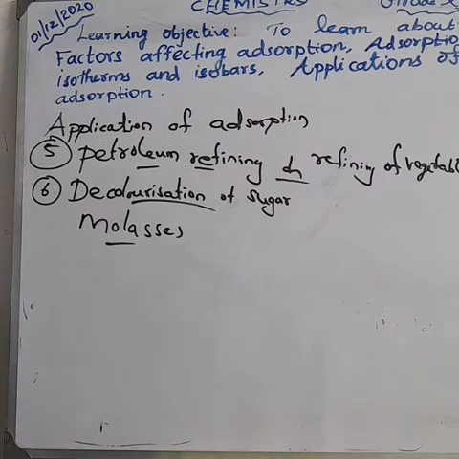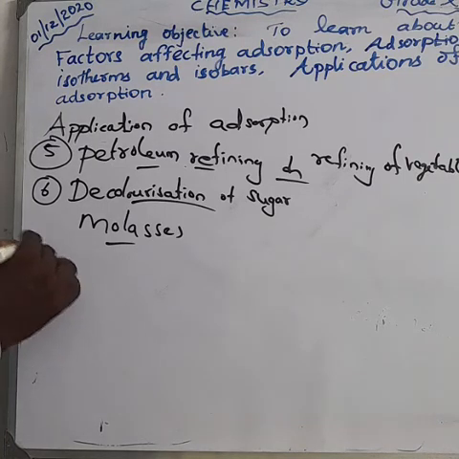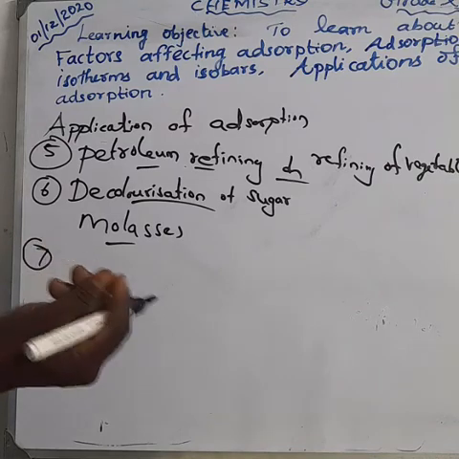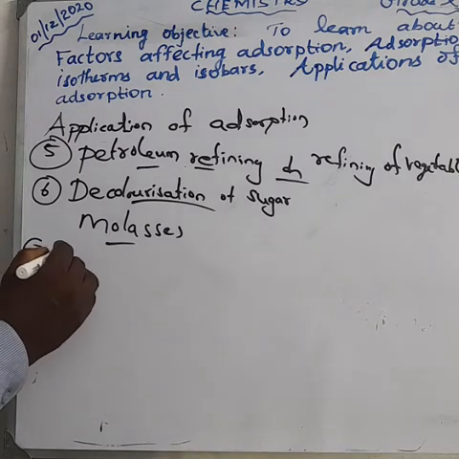The molasses is a brown colored liquid, and the color of the liquid should be changed by adding a suitable adsorbent. So when we use it, the color is also changed. This color becomes pure based on adsorption. Next, the seventh one is chromatography. This is one of the 2 mark questions. Don't forget that 2 mark question.